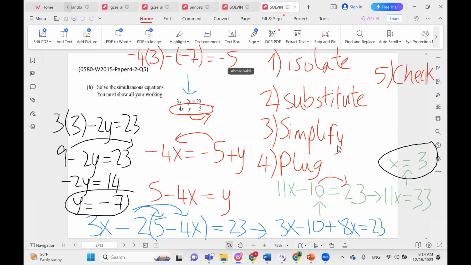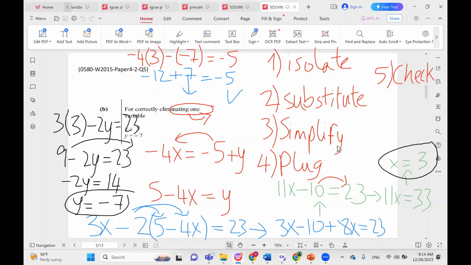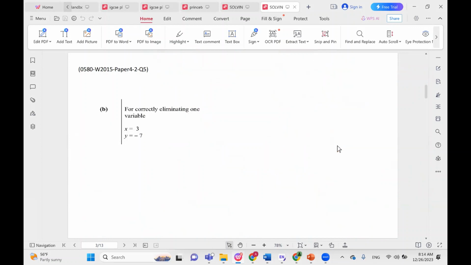So let's try that out. Negative 4 multiplied by 3 gives me negative 12, minus negative 7, so that's plus 7. And this, in fact, does give me negative 5, so this is correct. I've now checked that my two values are both correct. Remember we got x equals 3, y equals negative 7, and these are the correct answers.